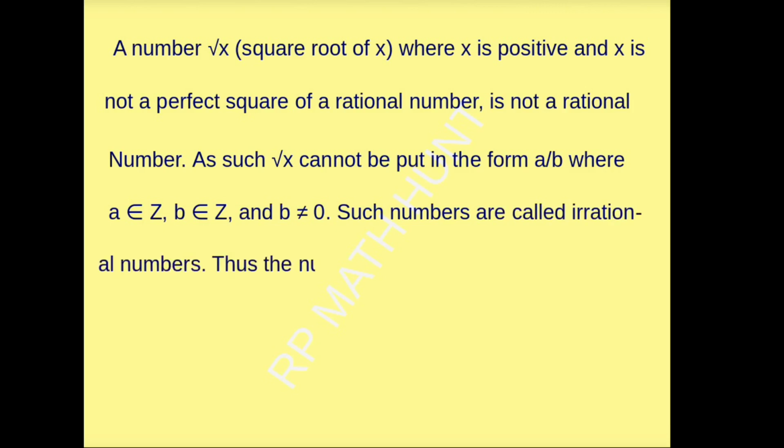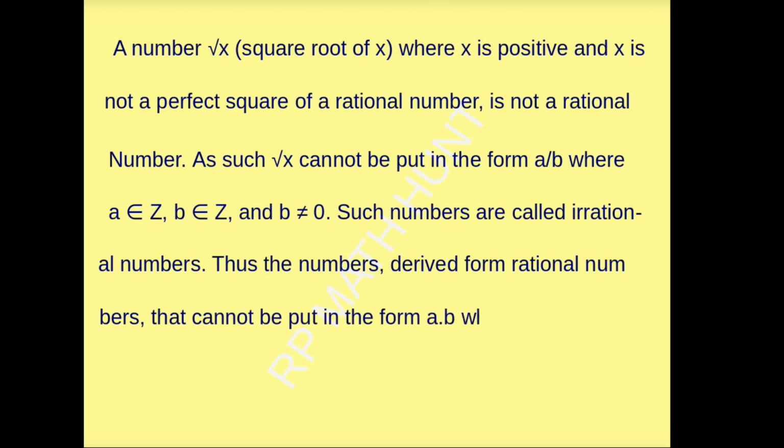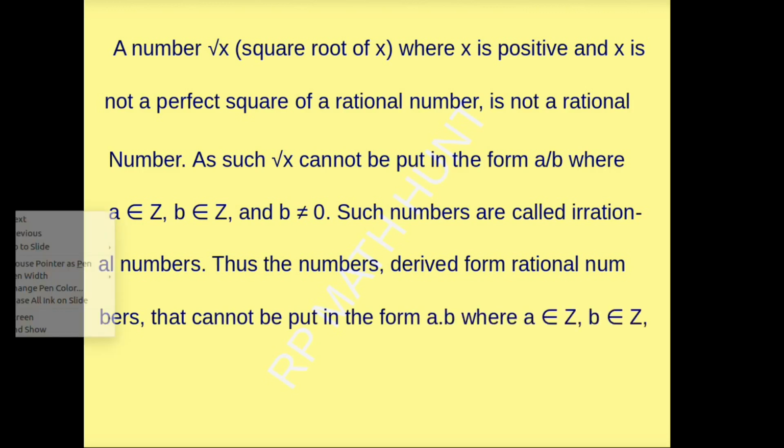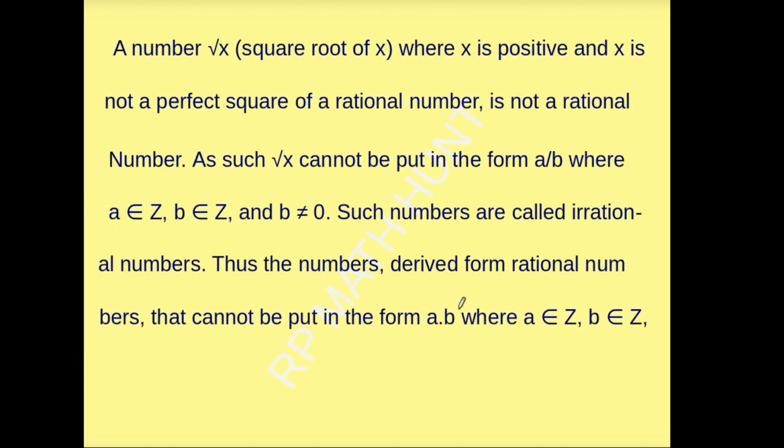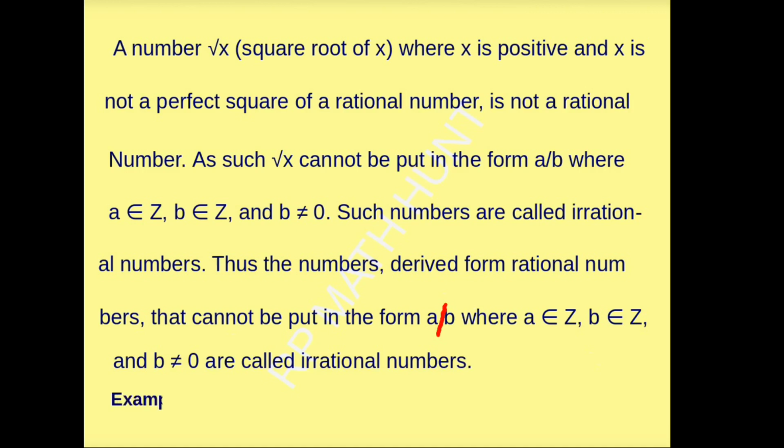Thus, the numbers derived from rational numbers that cannot be put in the form of a by b, where a belongs to Z, b belongs to Z, and b is not equal to 0, are called irrational numbers. Example, pi. Pi is a famous irrational number.